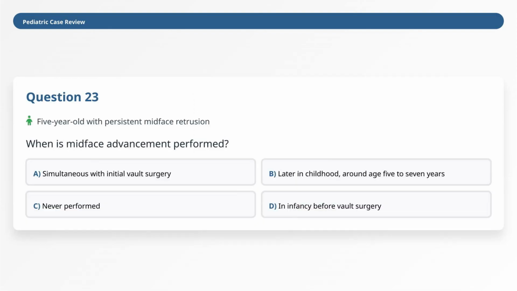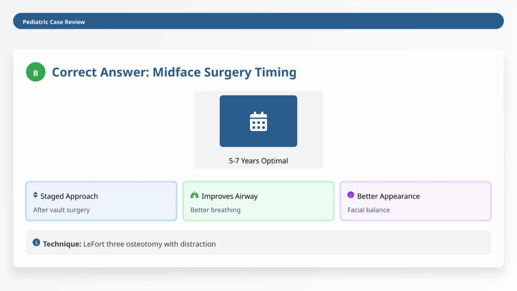Question 23. A 5-year-old child with Pfeiffer syndrome who underwent cranial vault reconstruction as an infant continues to have significant mid-face hypoplasia affecting breathing and appearance. When is mid-face advancement surgery typically performed? Option A, simultaneous with initial vault surgery. Option B, later in childhood, around age 5 to 7 years. Option C, never performed. Option D, in infancy before vault surgery. The correct answer is B.